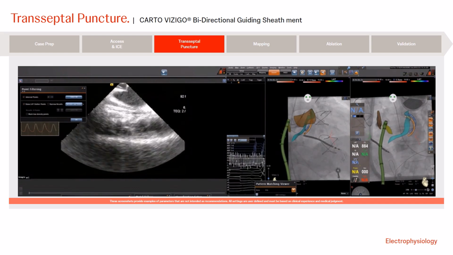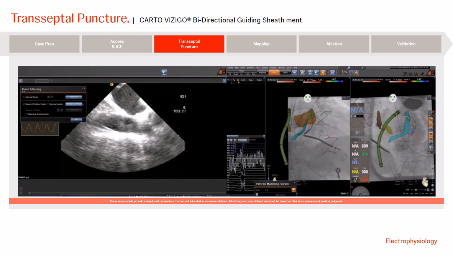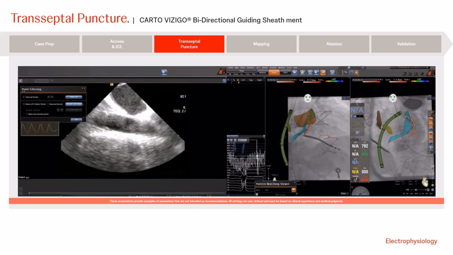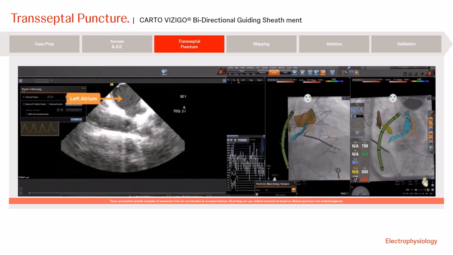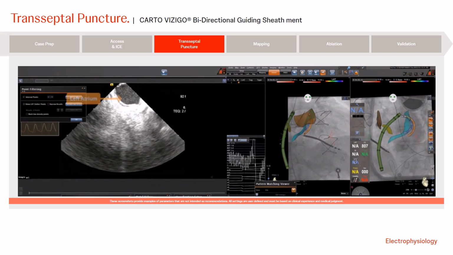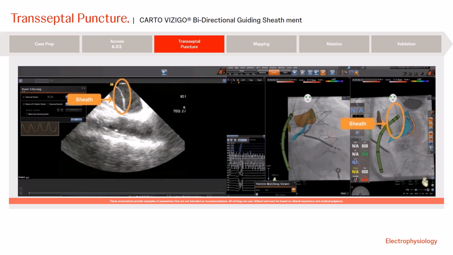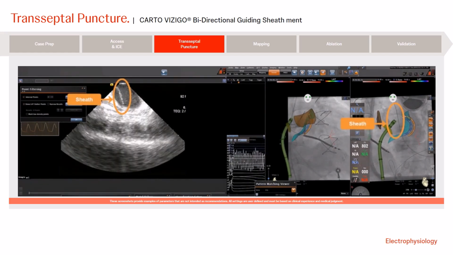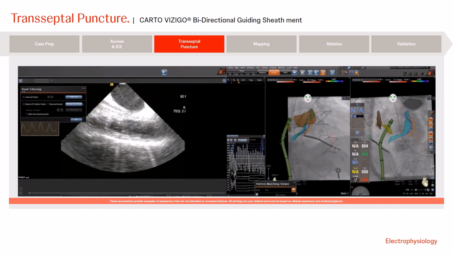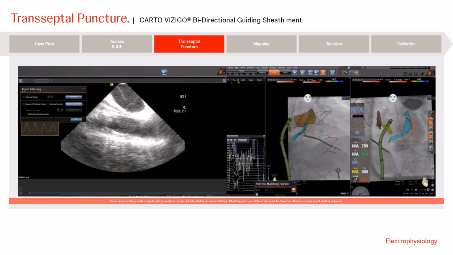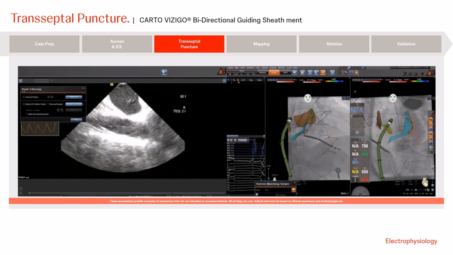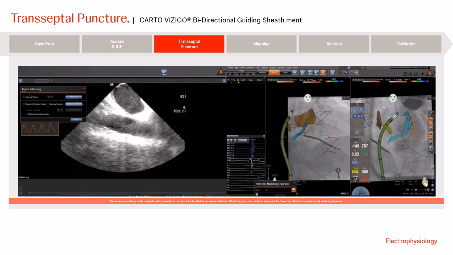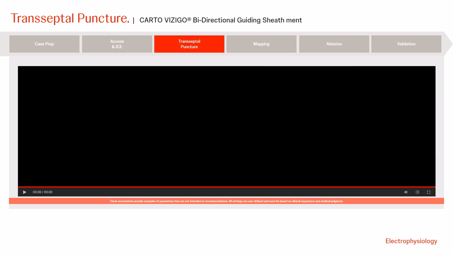This sheath is different from other transeptal sheaths in that it is steerable and can be visualized on the Carto3 system three-dimensional map. Here you can see the Cardiovisigo bidirectional guiding sheath visualized on the Carto3 system as it passes from the right atrium into the left atrium at the transeptal puncture site. During this step of the procedure, the electrophysiologist may also request administration of anticoagulant medication and monitoring of blood clotting ACT levels throughout the remainder of the procedure.